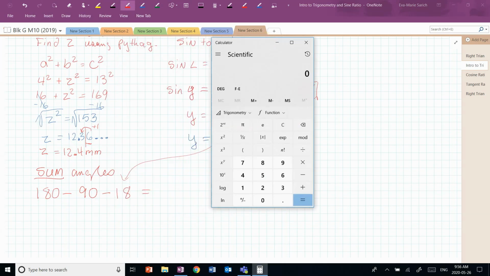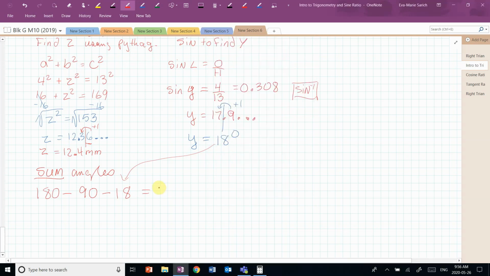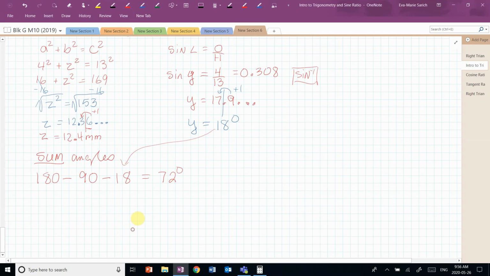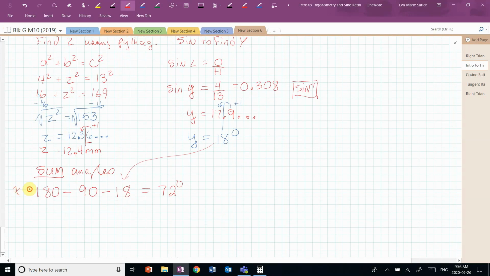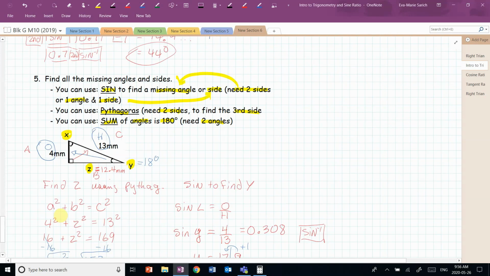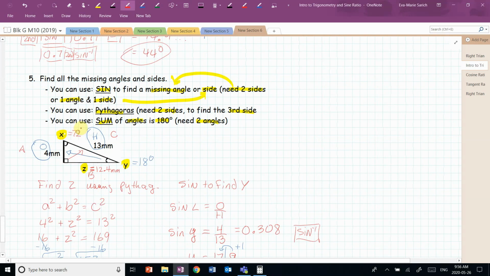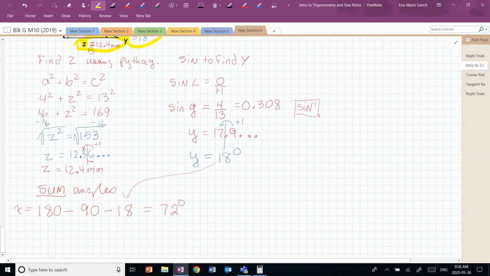Okay, so I'm going to clear this. I'm going to go 180 minus our 90 minus our 18, and that gives us the final angle at 72 degrees. So this was angle X. X is equal to 72 degrees. We've discovered the answer to all the missing sides and angles using all of the stuff from our toolkit. Pythagoras, we've used the sine ratio, and we've also used the sum of our angles. Okay?